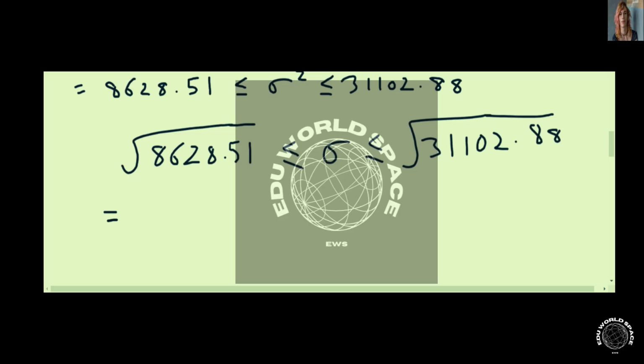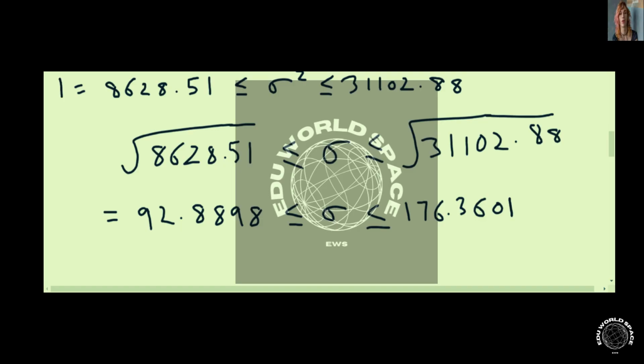Simplifying this, we get 92.8898 as the lower boundary for the confidence interval, and the upper boundary would be 176.3601. Let me just rewrite this properly. 176.3601 is our upper boundary. Now here we found the confidence interval for the population variance and the population standard deviation.